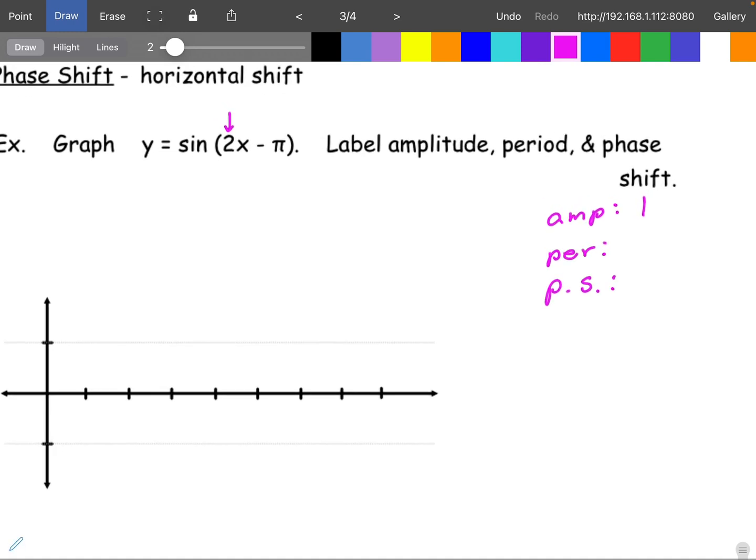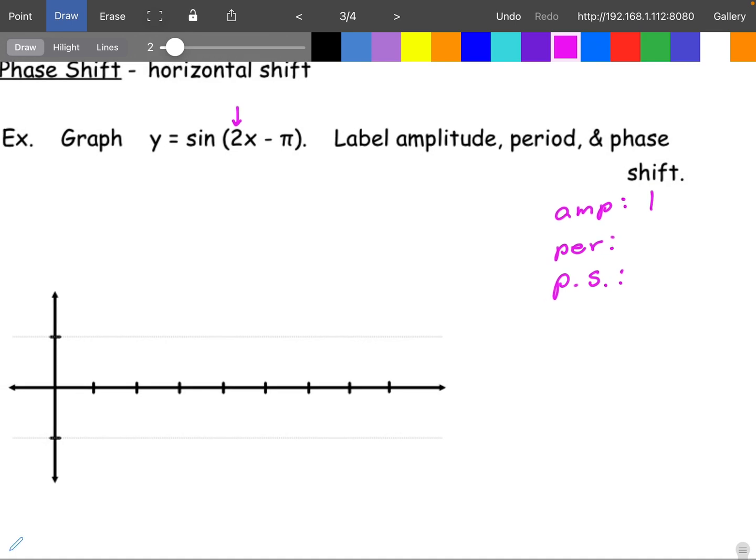Our period is going to be determined by the number in front of x, and that's 2. However, not 2 just because it appears here, but because that's what I have to factor out. So if I factor that out, I'm going to have y equals sine, and then I factor that 2 out of the parentheses, and that leaves me with x minus pi over 2. Because remember, when you factor something out, you're essentially dividing each one of these things by 2.